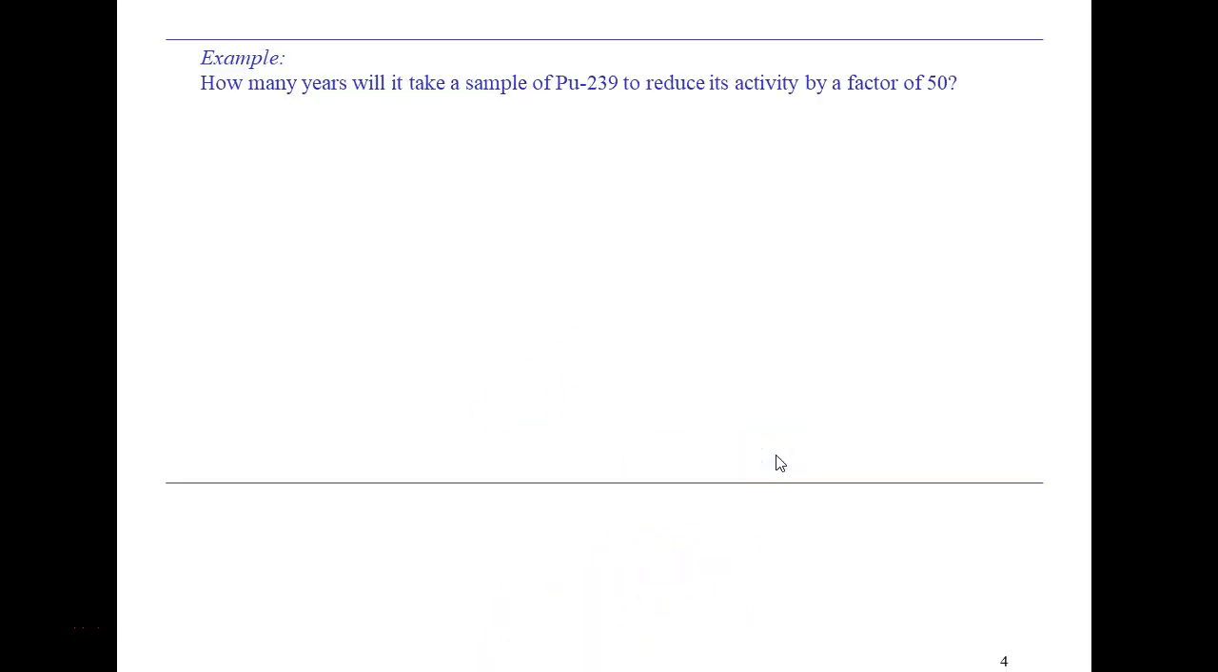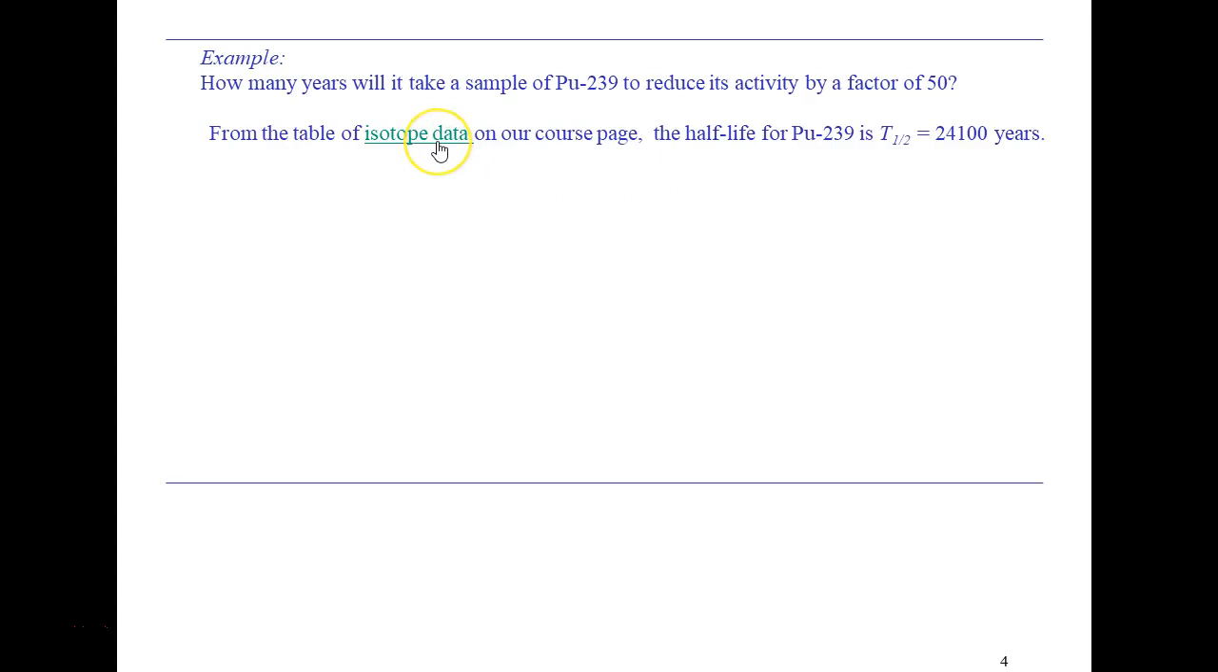Okay, let's do an example. How many years will it take a sample of plutonium-239 to reduce its activity by a factor of 50? Here's a typical question you should be able to answer. Now, the first thing I have to do is find information about plutonium-239. So I need its half-life. If I go to that table, I will find the half-life is 24,100 years. If you go to that isotope data table, you can find it.